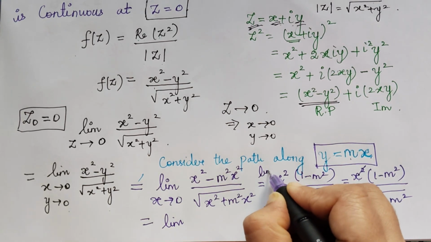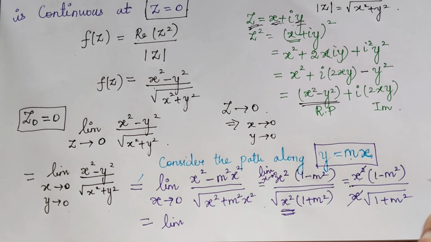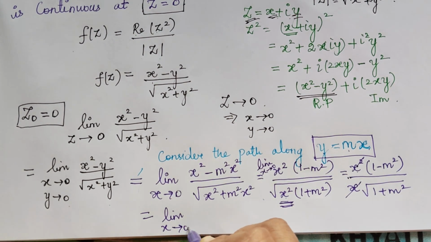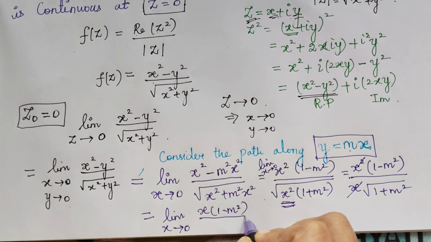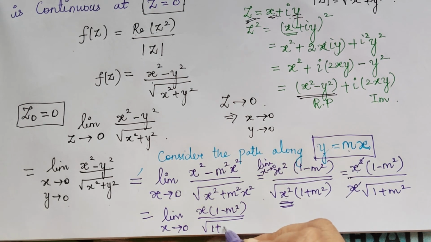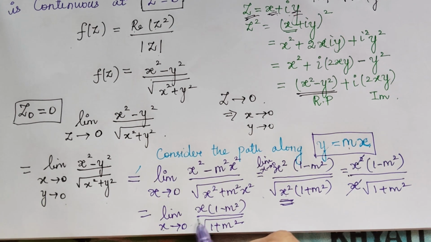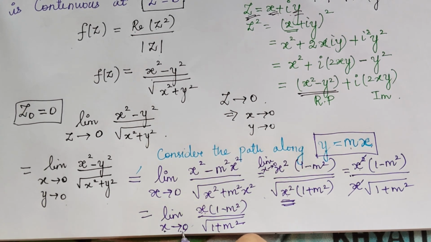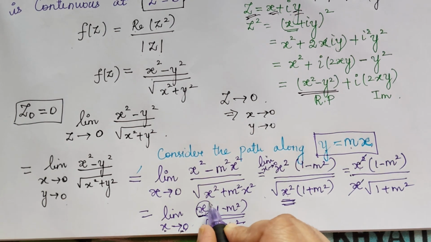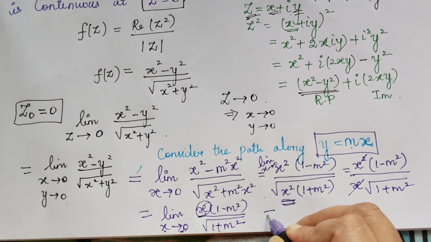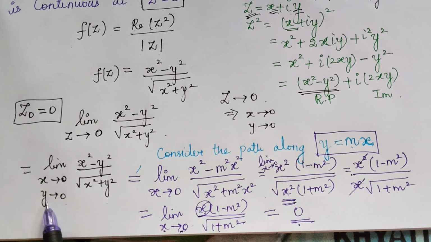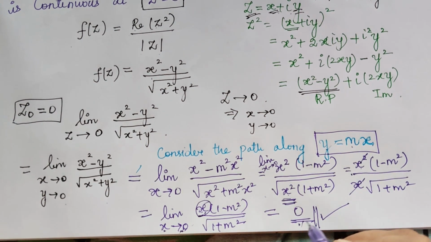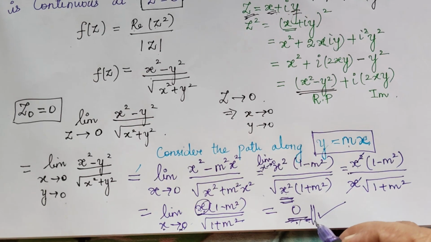here also we have to write limit x tends to 0. And then limit x tends to 0 of x multiplied with 1 minus m square divided by square root of 1 plus m square. So when we put x equal to 0, because we know that x tends to 0, and we have the variable x over here, we get this full limit to be equal to 0. So therefore we have proved that the limit of the function f of z exists, and it is equal to 0 in fact. So we have proved the first condition, that the limit exists.